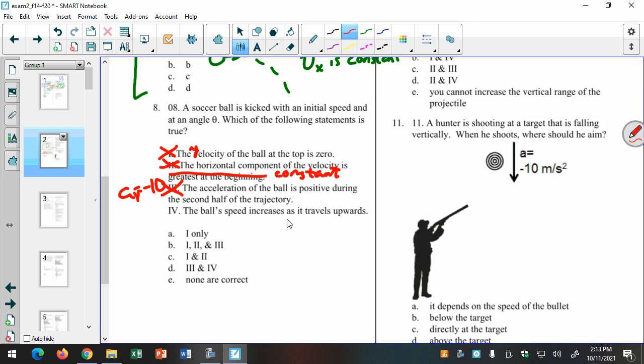So a couple of reasons. I could make this correct in a couple of different ways. I could say that it decreases as it travels upwards, or I could say the ball's speed increases as it travels down.